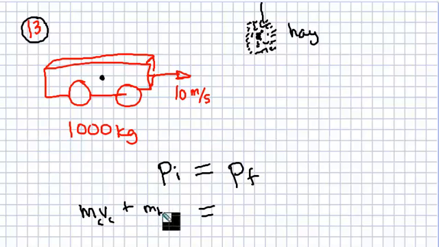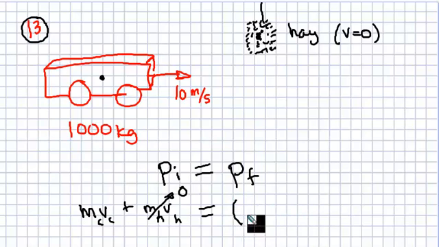plus mass of hay times velocity of hay. Well, what is the velocity of the hay? Presumably v equals 0. So that means that this one doesn't contribute at all to the momentum of the system prior to them meeting up.